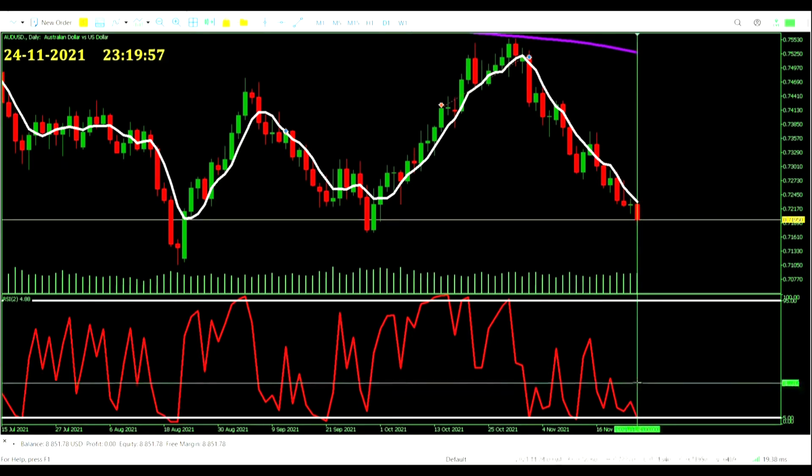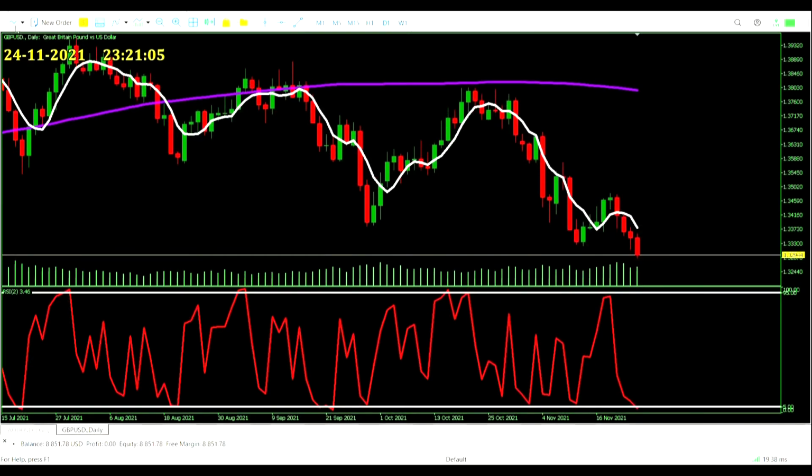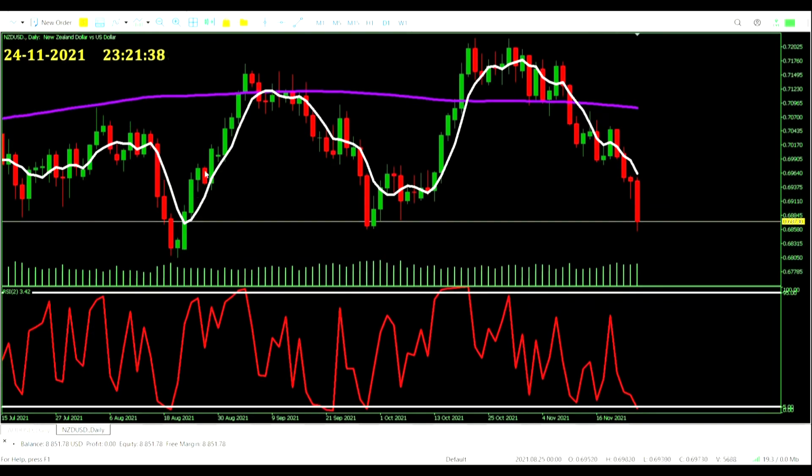Day 43, got an oversold signal on the Australian dollar, US dollar pair. Can't take it though, need it going the other way. Need it to be overbought. Let's check those other charts, see what we got. Same for the pound US dollar as well, oversold, not a trade for us under the moving average. And the New Zealand dollar, US dollar as well, really strong for the dollar at the moment.